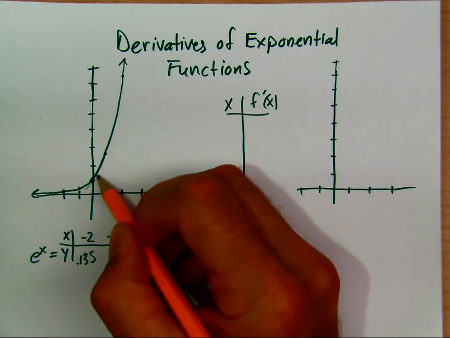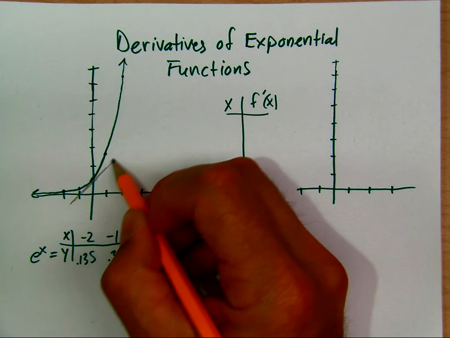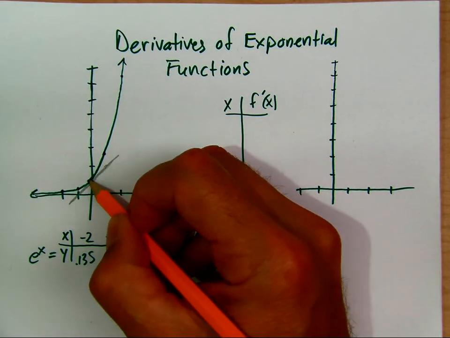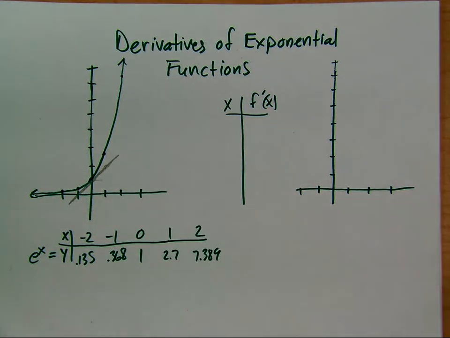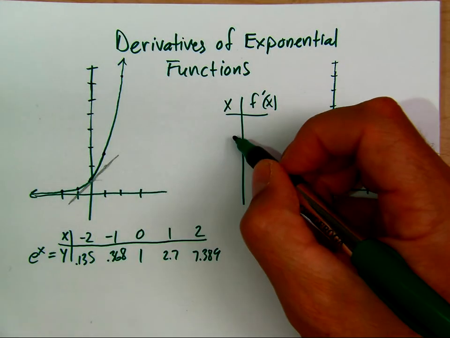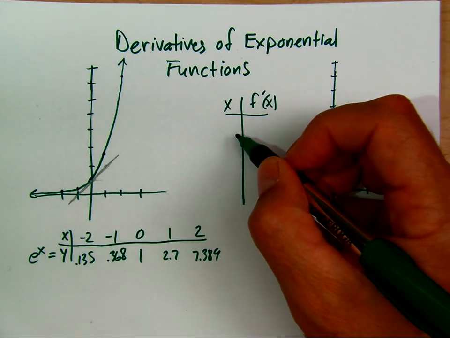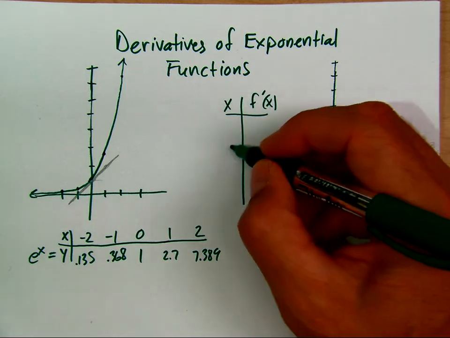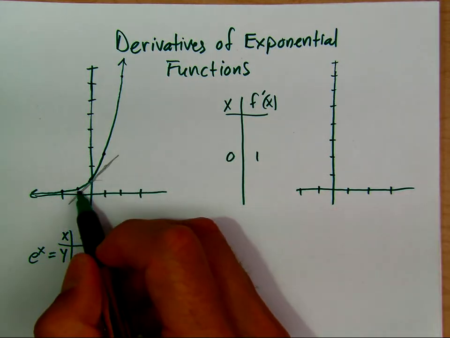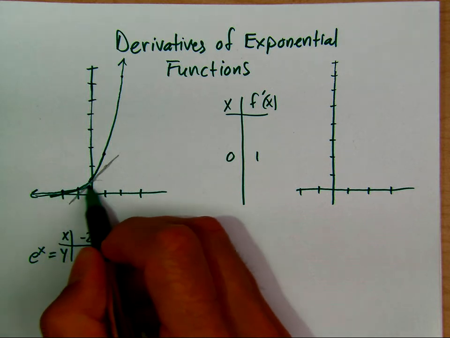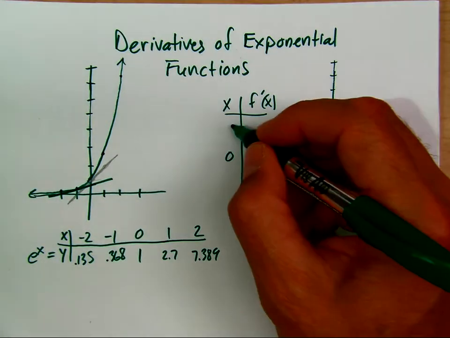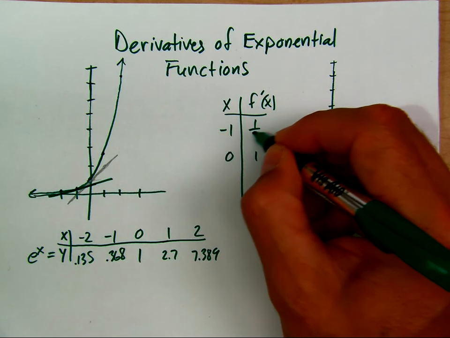So if we draw a tangent line right here, and we just estimate its slope, it looks like it goes over 1, up 1. So we'll say that slope at 0 is approximately 1. We'll draw a tangent line at this point, and we can estimate that slope is less than 1. Let's say at -1 the slope is about a half.